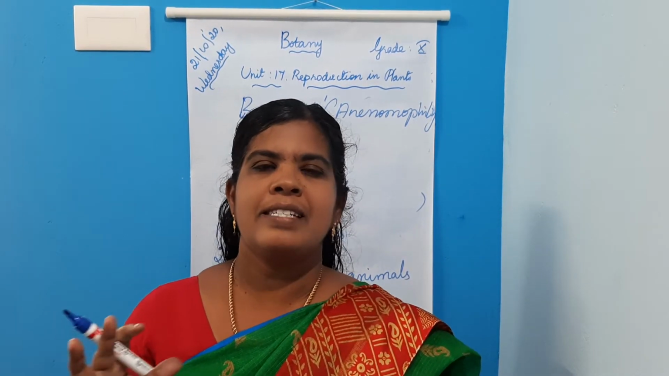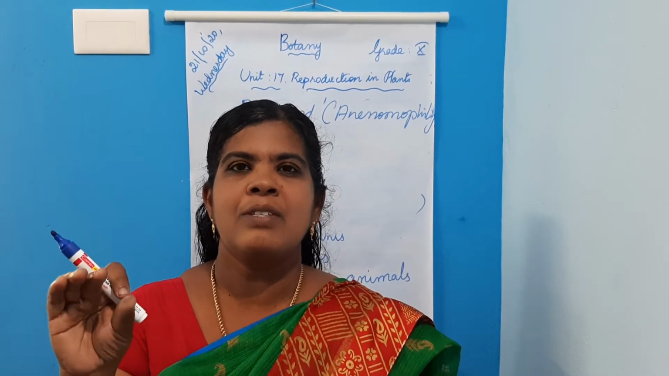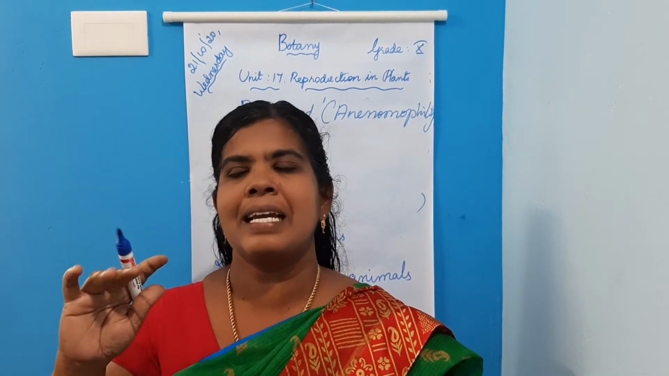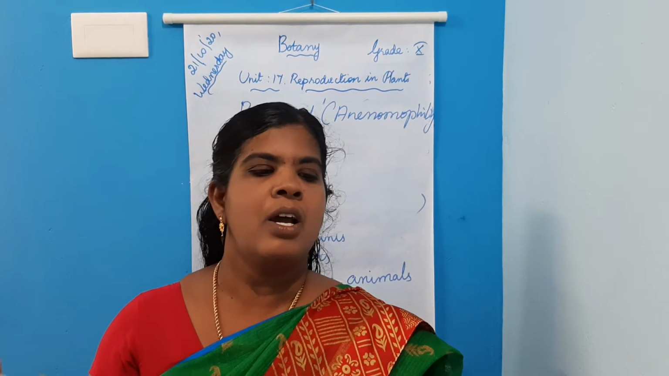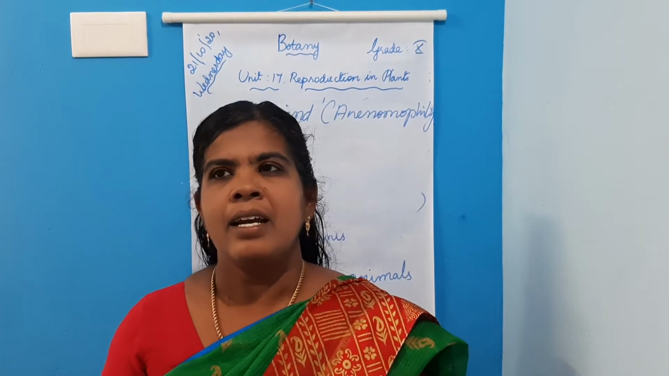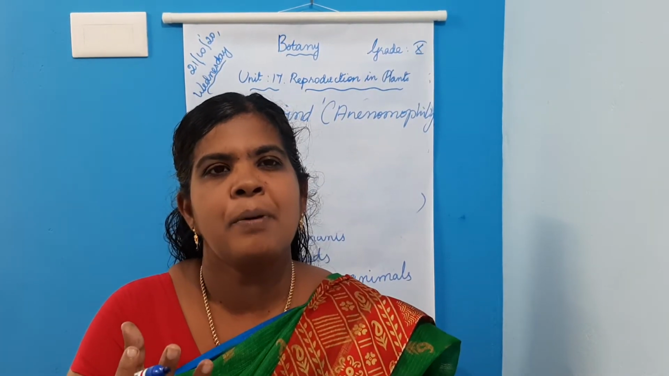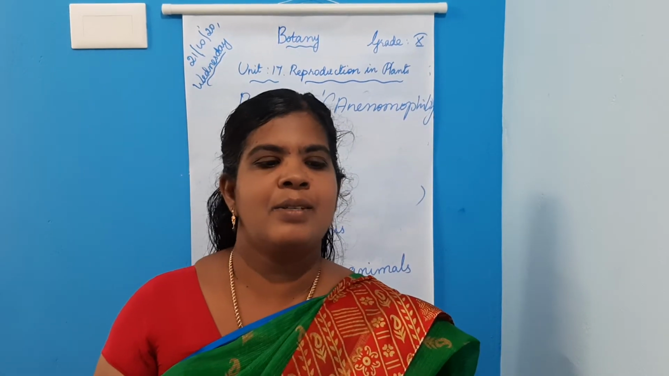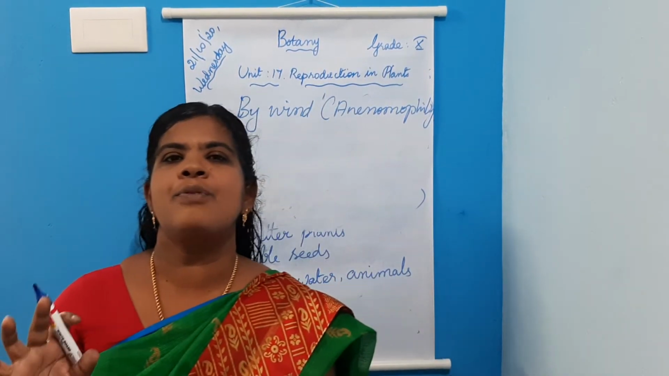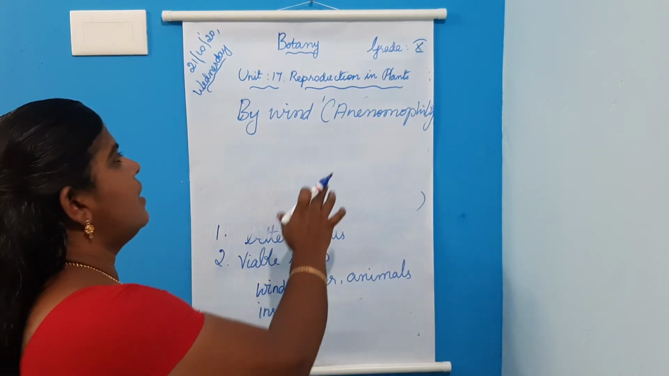Then the stigmas, the landing place of pollen grains, are comparatively large and hairy. For what purpose? To trap the pollen grains. So these are the characteristic features of anemophilous flowers.